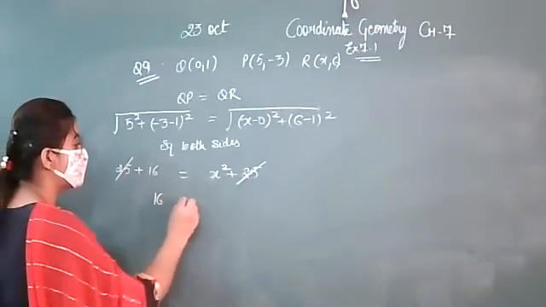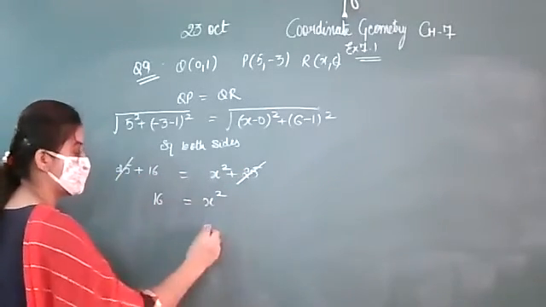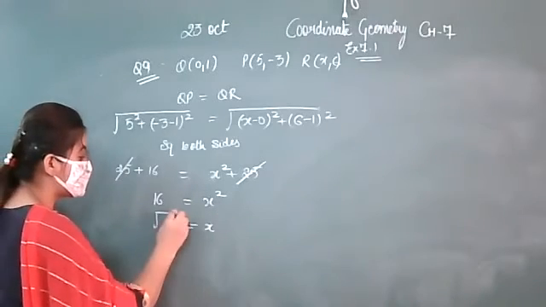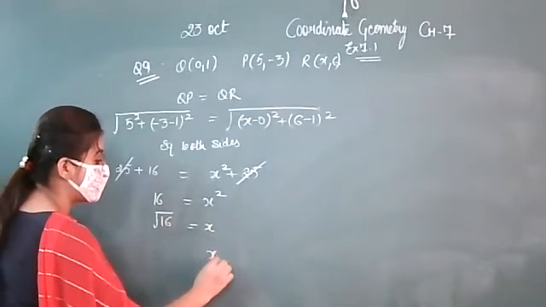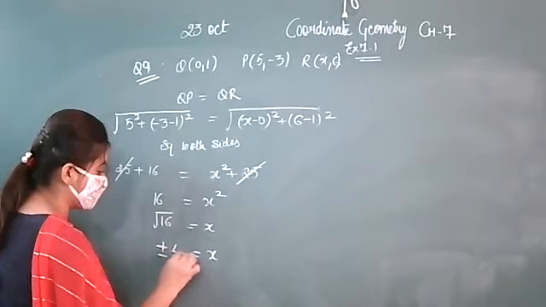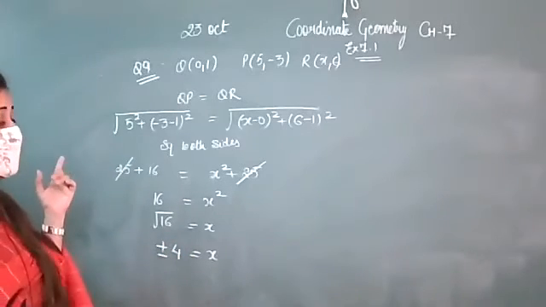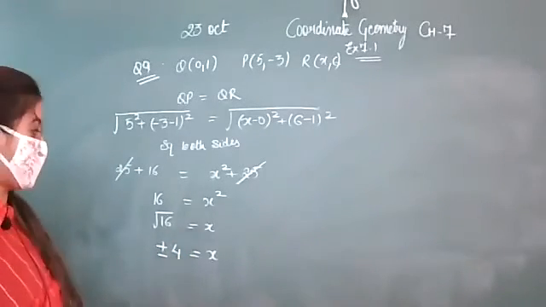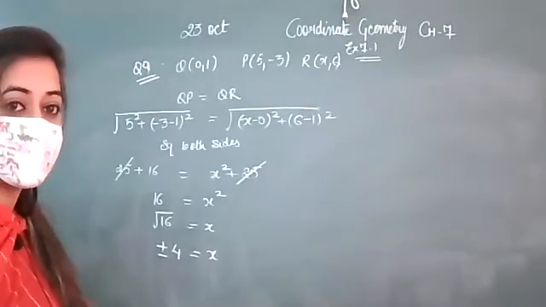25 will cancel out. This will give you x square is equal to 16. When you remove this square, it will become square root on the other side, and your answer will be plus minus 3. Here we want to find the value of x, so I'm getting two values of x. Now let's check whether it is correct or not.